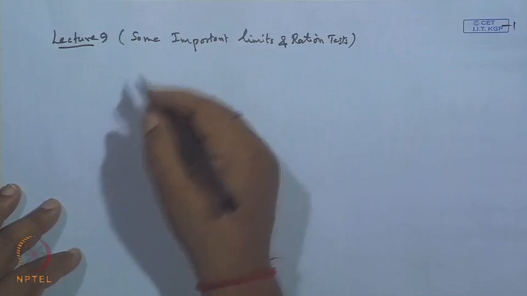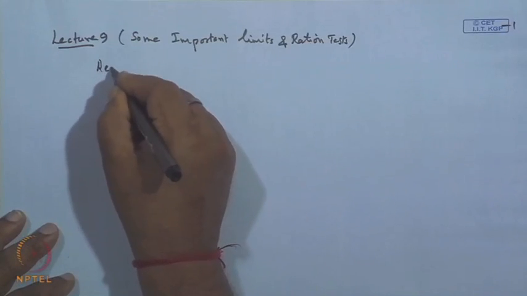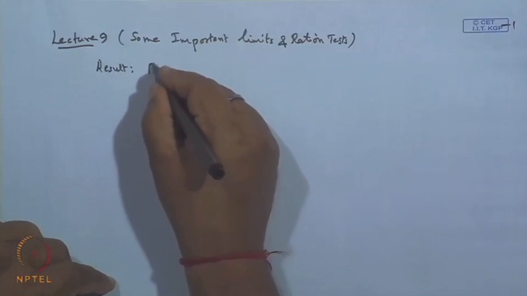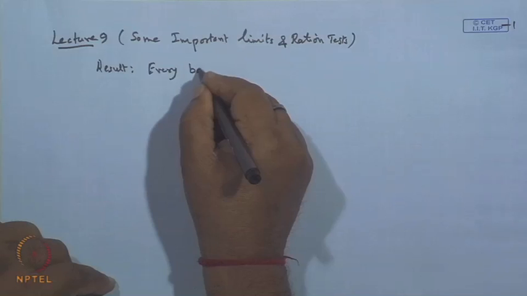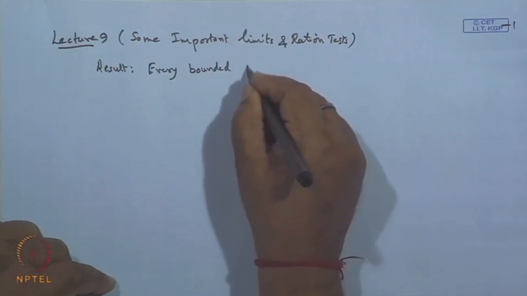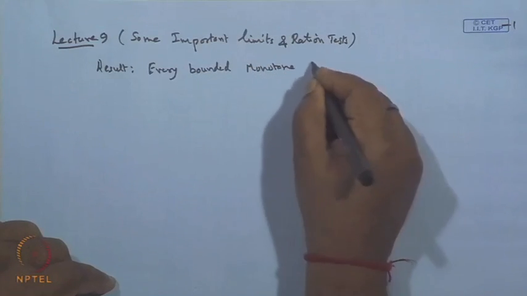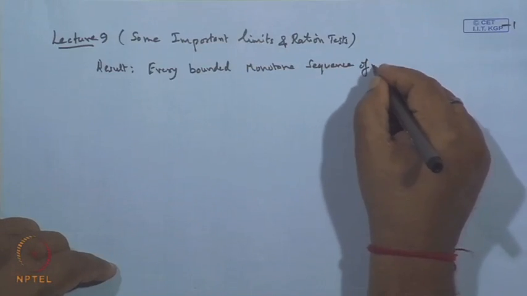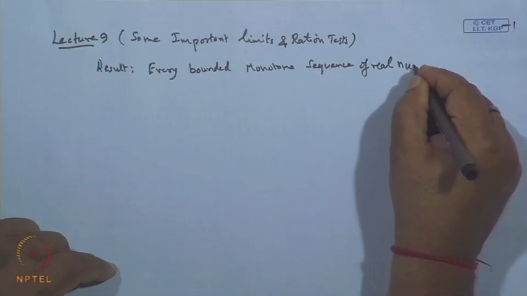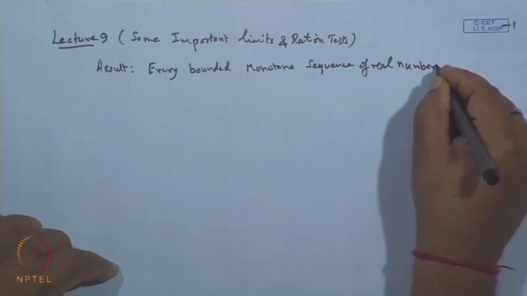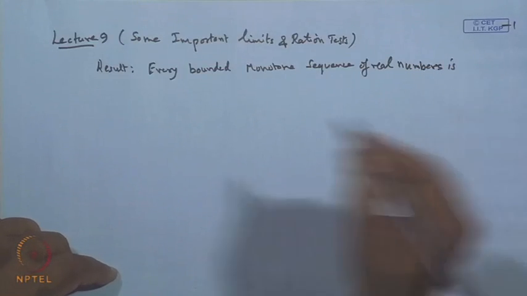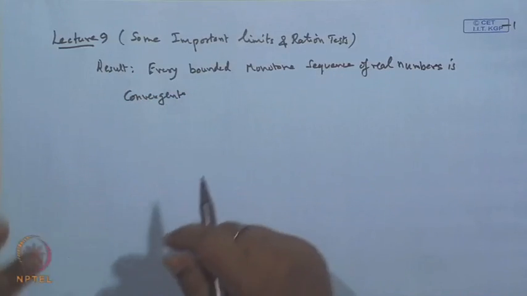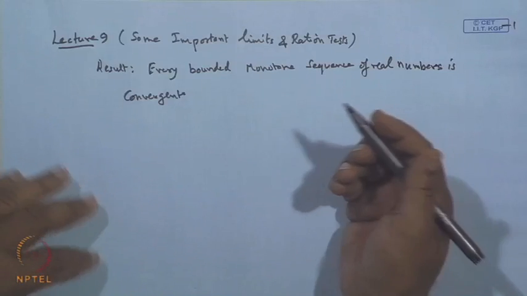That is, the result is: every bounded monotonic sequence of real numbers is convergent. So, we will use this result. The proof is just based on this.